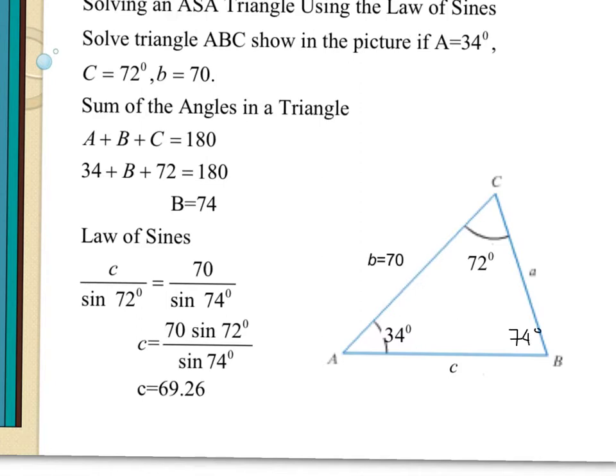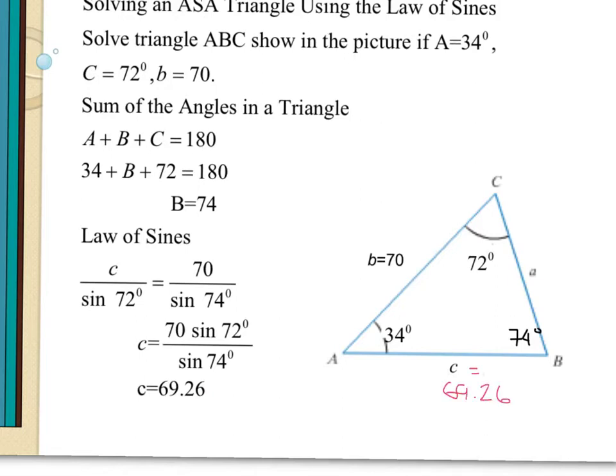So now I have a complete proportion. This is my complete proportion. Side B over angle B. And that's what you see me setting up over here. Side B over angle B. Let's look for C. So C over sine 72. Cross multiply here, and we get side C is 69.26. So now I have two complete proportions that I can manipulate if I so wish.